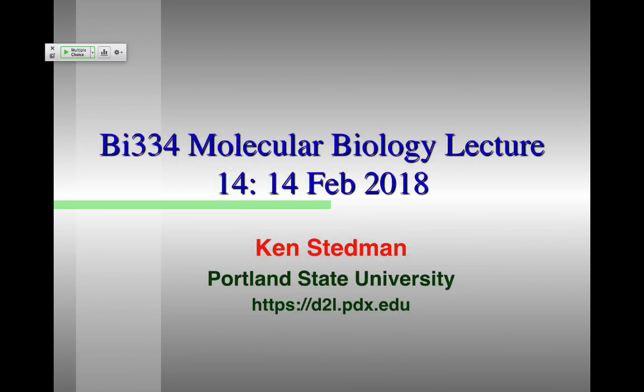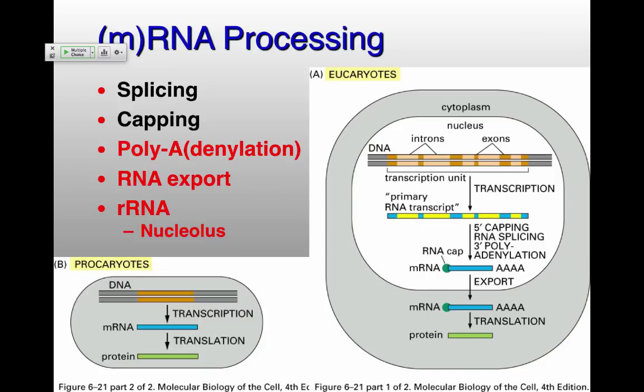So with that, lecture 14 on the 14th of February seems to be an appropriate time. We're going to finish up talking about messenger RNA processing. First, a little bit on splicing, but then concentrate on polyadenylation, what happens at the 3' end of your messenger RNA, and then RNA export, how that processed RNA actually gets outside of the nucleus, and then what goes on with what you need to have to undergo translation.